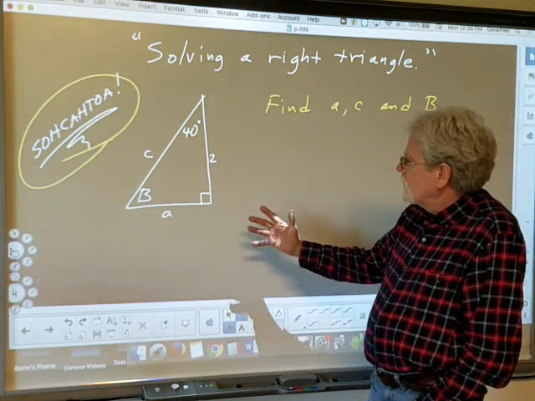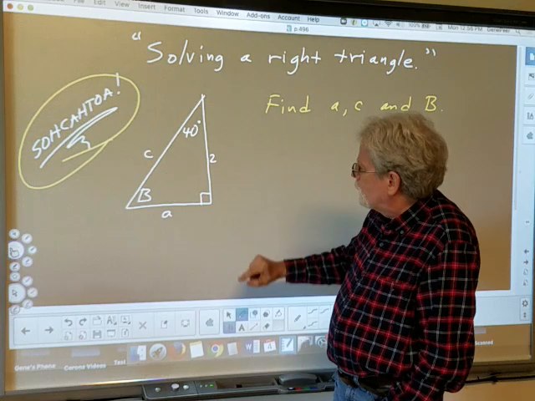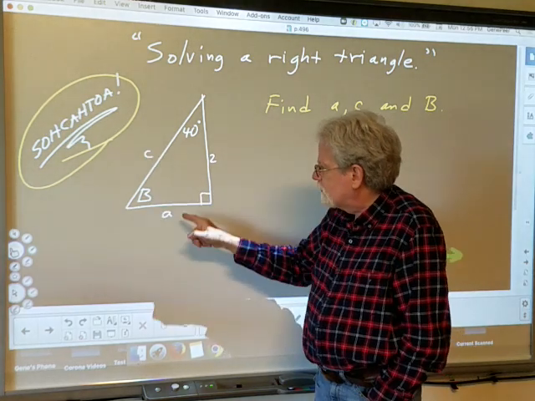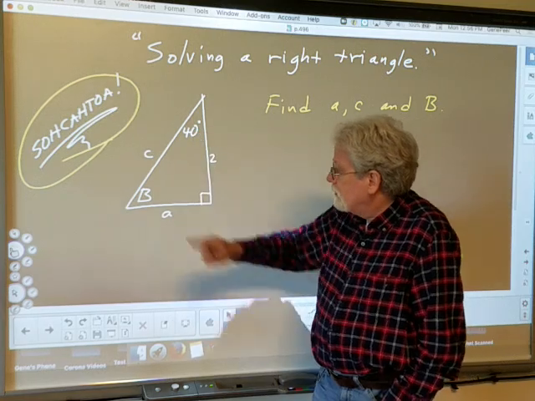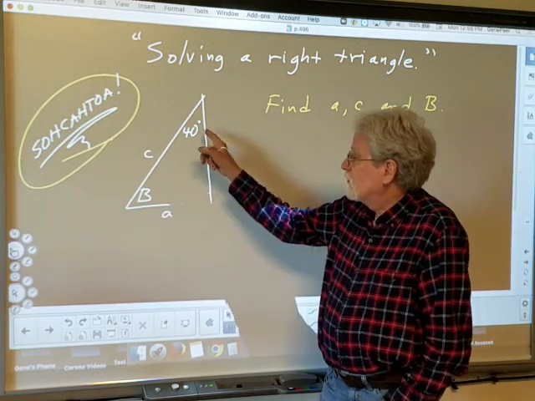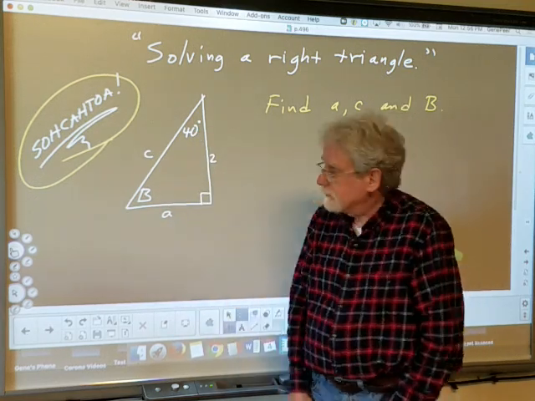Solving a right triangle means if they've given you this angle and that side, we're supposed to find the other angle and the other two sides. Well, finding the other angle is trivial, right? If that's 40, B has to be 50. They must be complementary. That was simple.